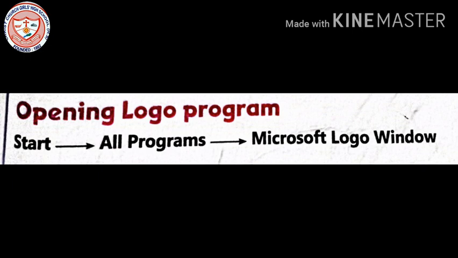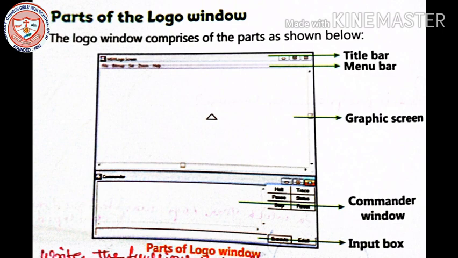Now how does it look? We will see it in the next slide. Parts of the Logo window. So this is the Logo window. You can see it is a double screen. It is divided into two screens, but it is one screen only. So the Logo window comprises the parts shown below.